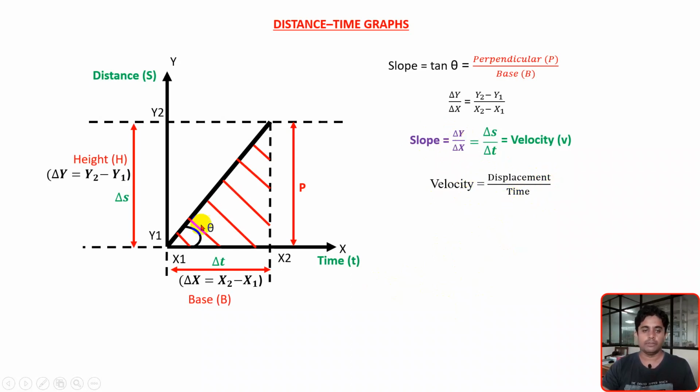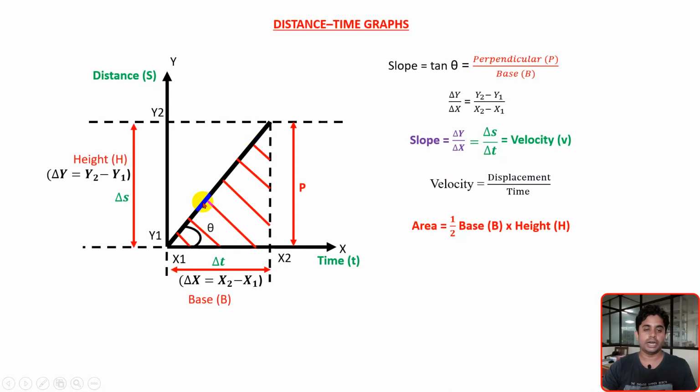So if I calculate the slope of this line under the distance time graph, it will give me the velocity, or the magnitude of the velocity. Slope of the line in the distance time graph. Remember, this is a distance time graph. The slope of this line will give me the velocity.